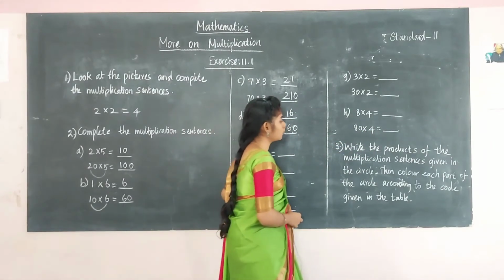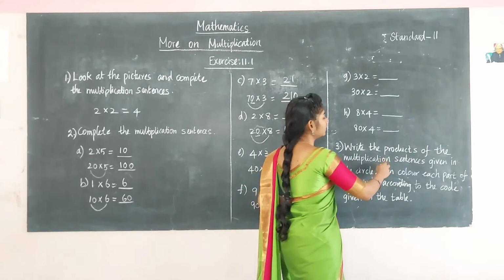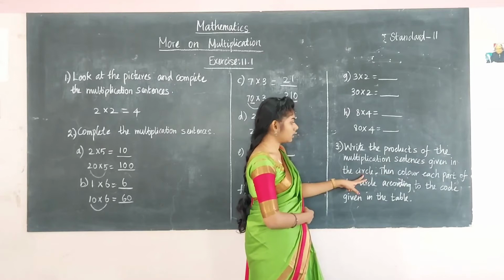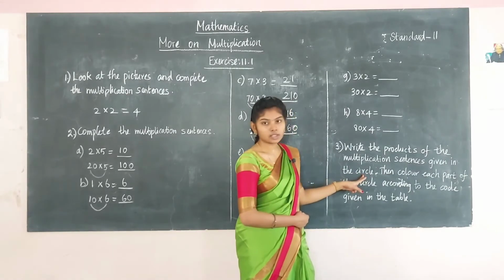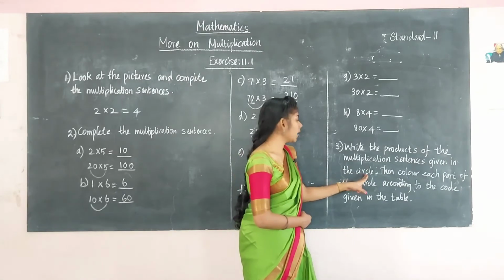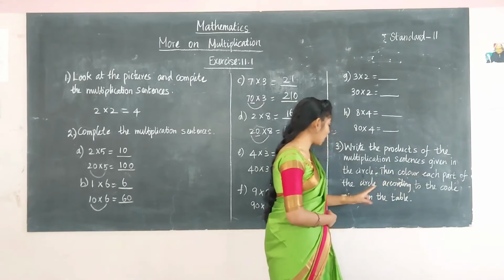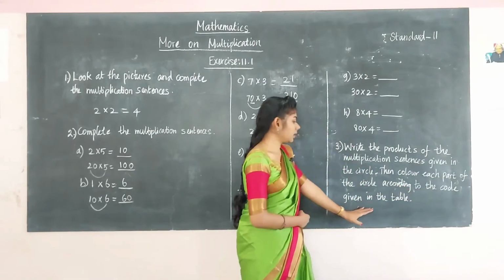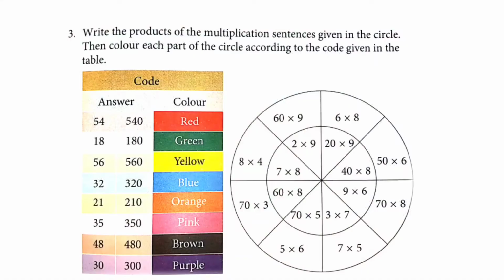And see the next problem, what is given here. Write the products of the multiplication sentences given in the circle. In the circle the multiplication sentence is there, and you are going to fill that in. Then color each part of the circle according to the code given in the table. See here, in this table the code is given. Answers are given there.